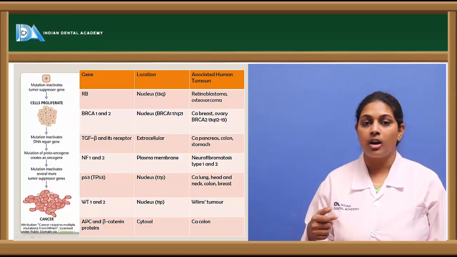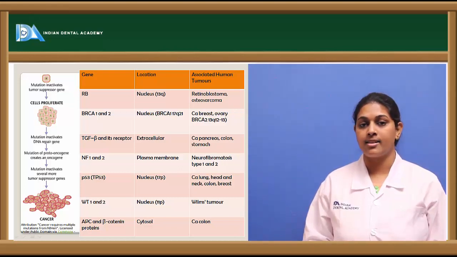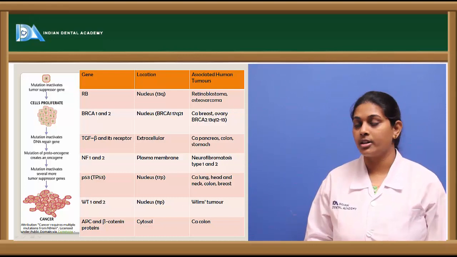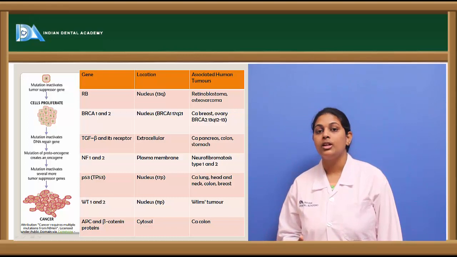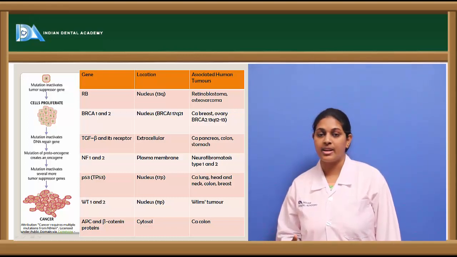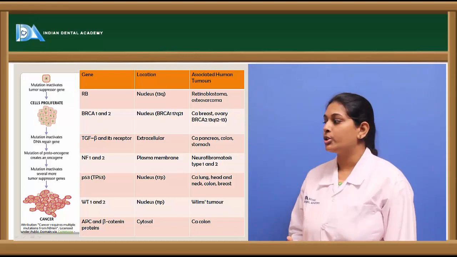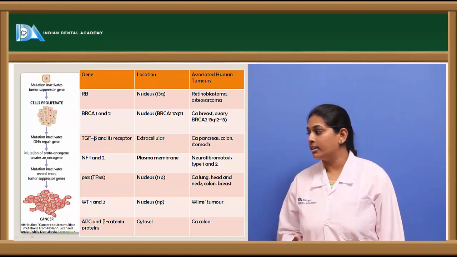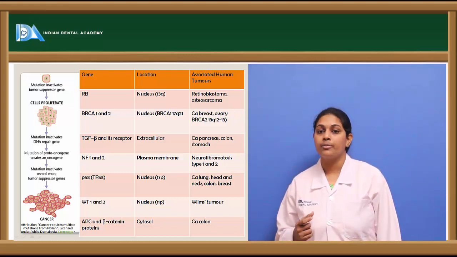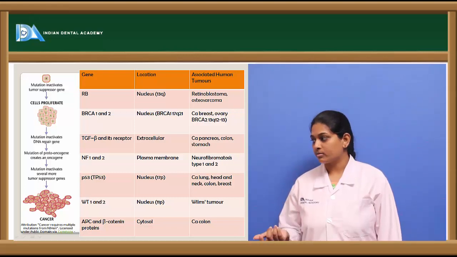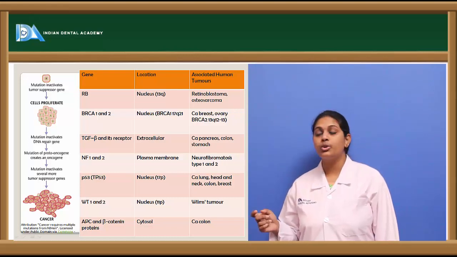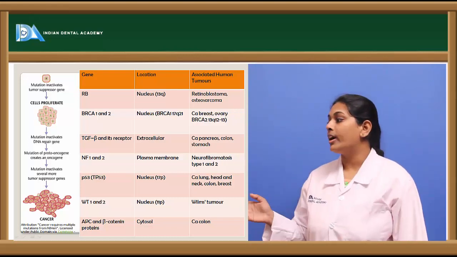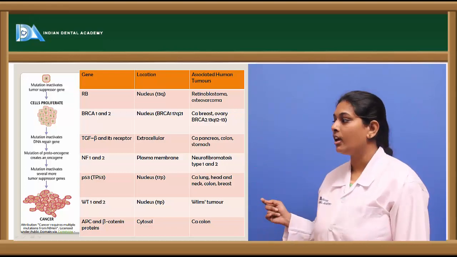This tumor suppressor gene, the retinoblastoma gene, is usually mutated in cancers such as retinoblastoma and osteosarcoma. Coming to the BRCA genes, that is breast carcinoma antigen, which are of two types, breast carcinoma antigen 1 and 2. They are also located in the nucleus, on the long arm of chromosome 17, at locus 21. They are usually found in carcinoma of the breast as well as the ovaries.